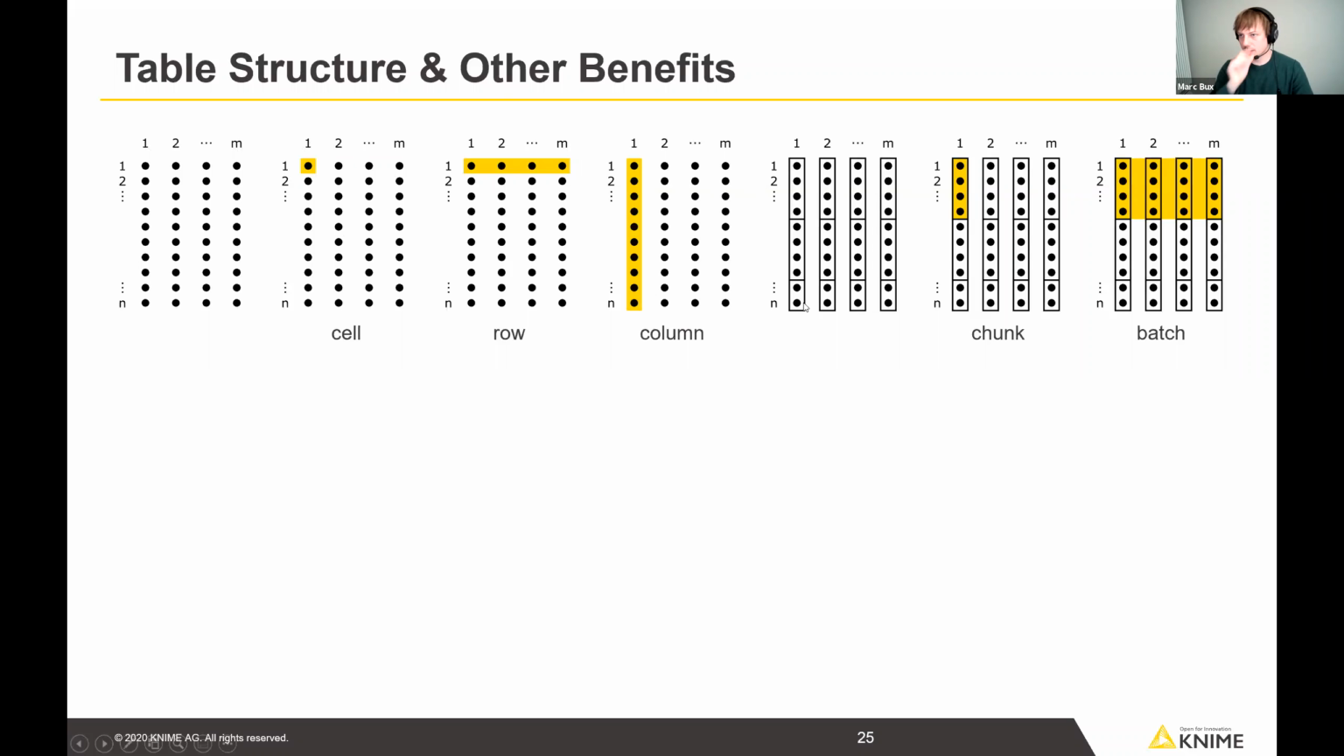And now in these columnar stores, like Apache Arrow, what you do is you split the table into chunks. So you have a chunk of data, which is really just a piece of a column. And then you have a batch over multiple of these chunks, which is really just a batch of chunks, or also a batch of rows, which you'll see on the far right of this graphic.